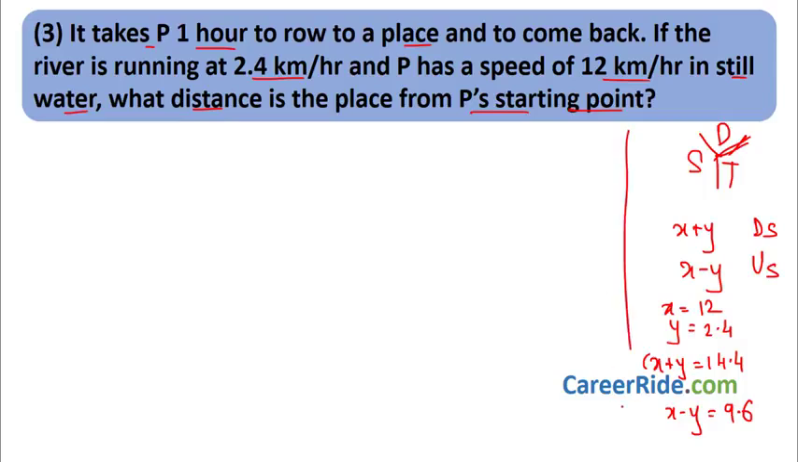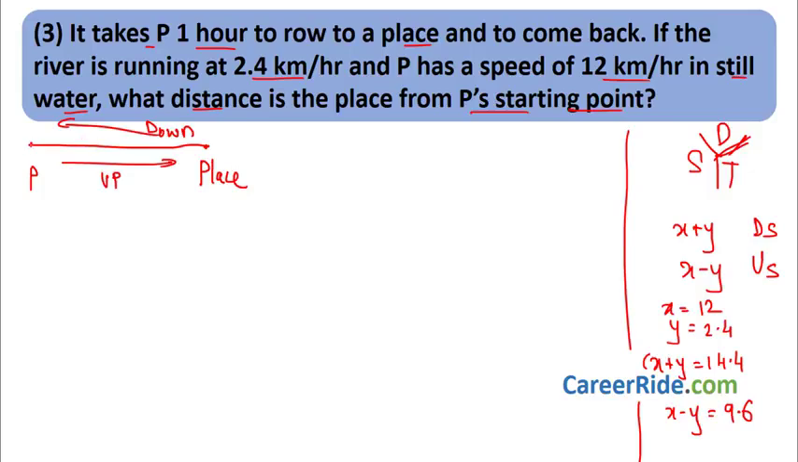So with this, let's start solving the sum. What they have given: P takes 1 hour to row to a place and come back. That means P is over here. P rows to a place and comes back. So we can consider any direction as upstream and any direction as downstream. So let us assume that this is upstream and this would be downstream, the opposite. You can consider this as upstream and this as downstream also. Vice versa is also correct. You will get the same answer. Now let us consider this as up and this as down.